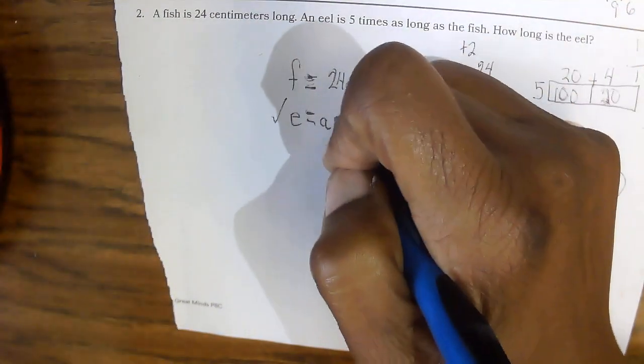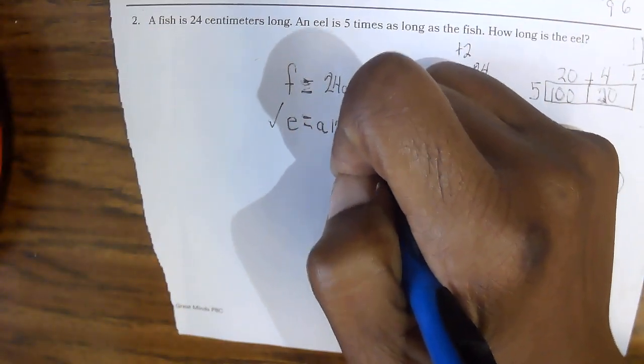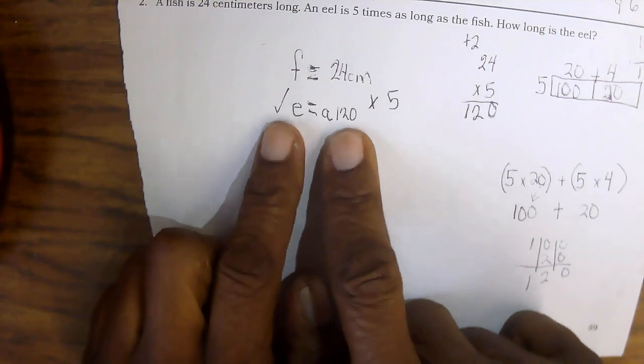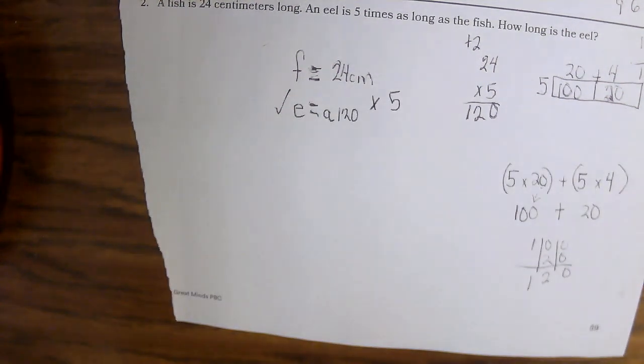So the eel is 120. Let me check my work, make sure I'm correct. The 120 indeed is bigger than that 24. And so I know I'm correct.